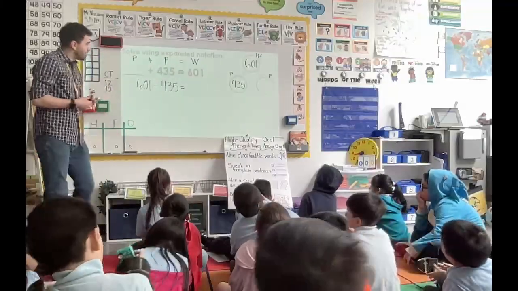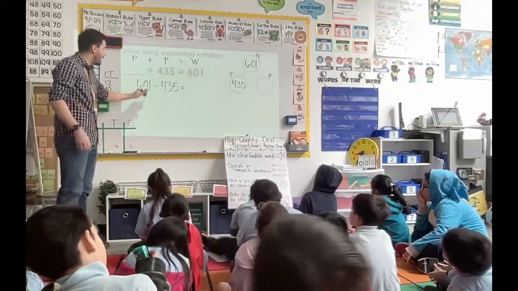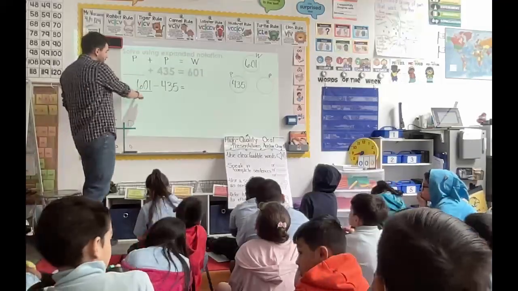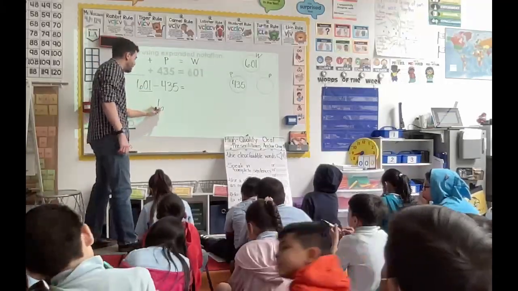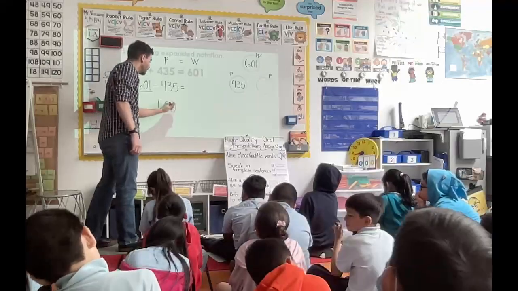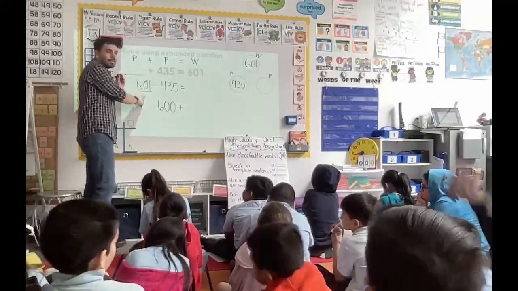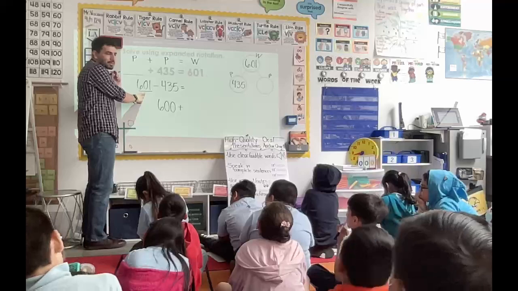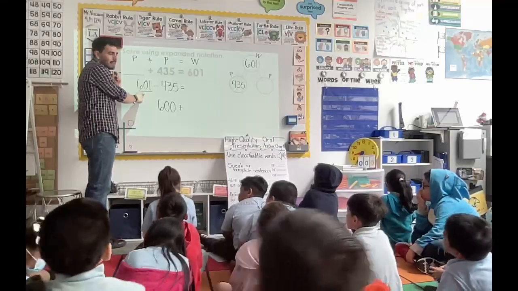So again, I'm using expanded notation. So I'm going to go ahead and expand my first number. I see a 6 in the hundreds place, so that has a value of 600 plus, I see a 0 here. 0 tens.